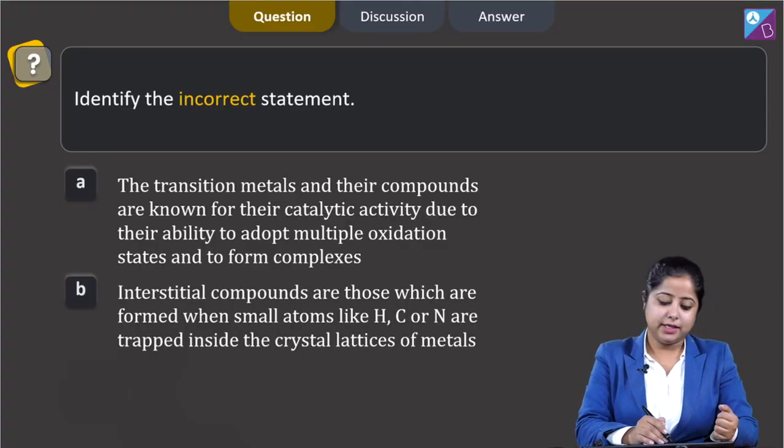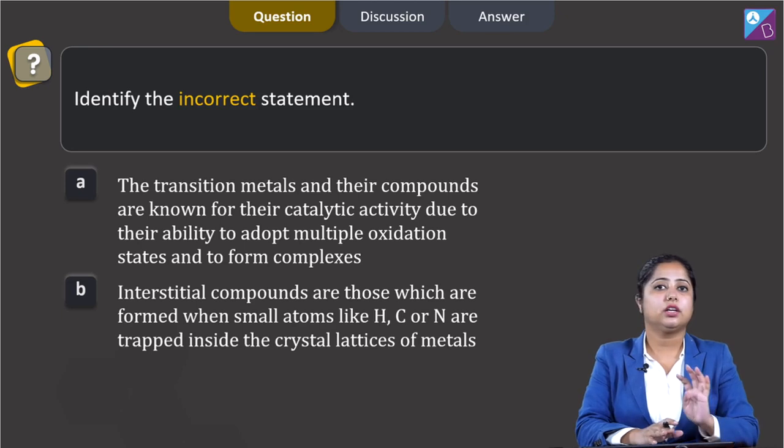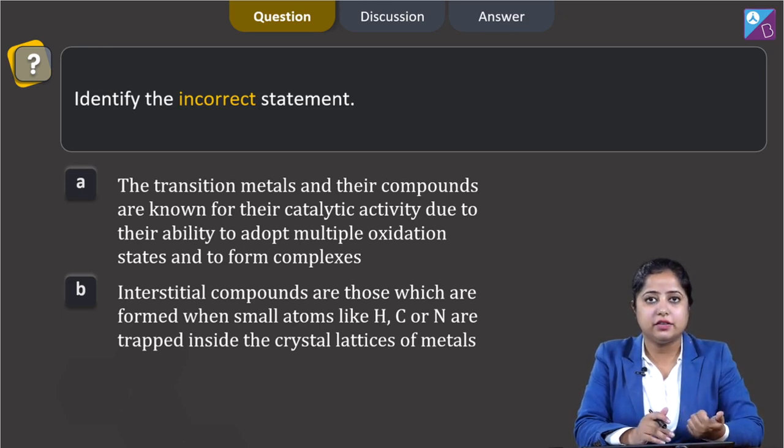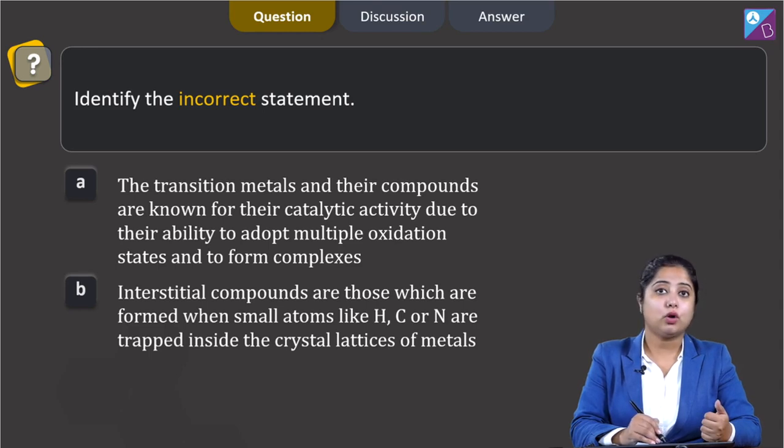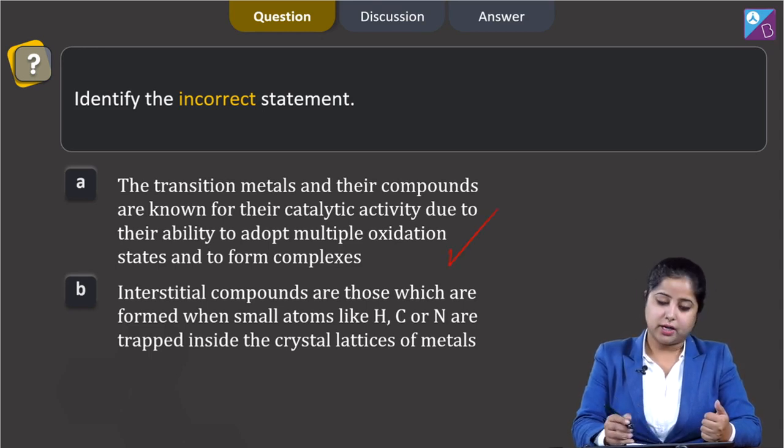Identify the incorrect statement. Students, in this question we are given 4 statements and we have to identify the incorrect one. So let's read. Number 1, the transition metals and their compounds are known for their catalytic activity due to their ability to adopt multiple oxidation states and to form complexes. Students, this is the correct statement.